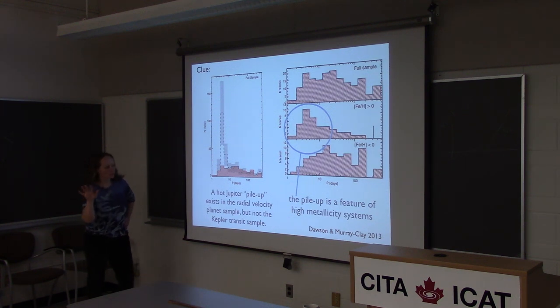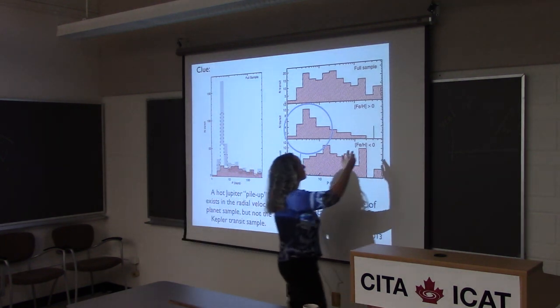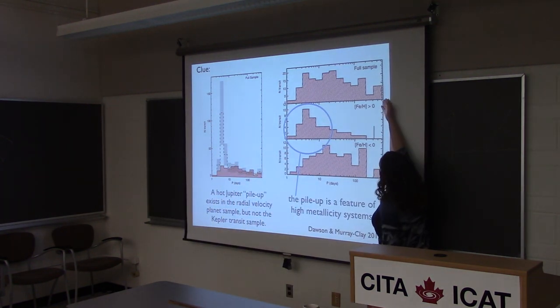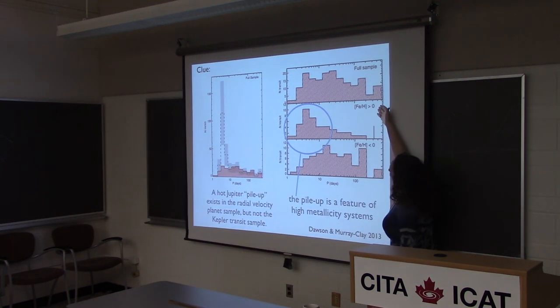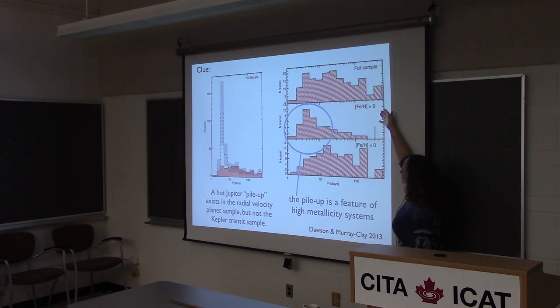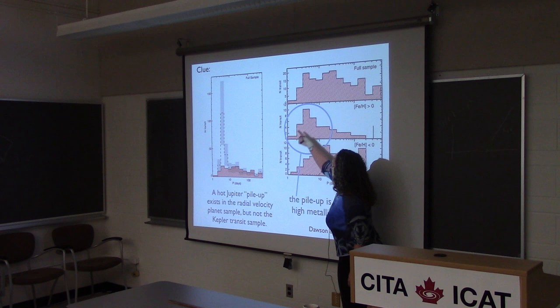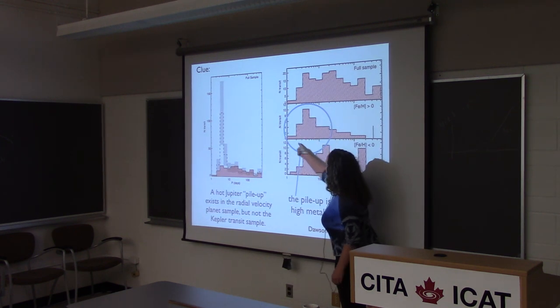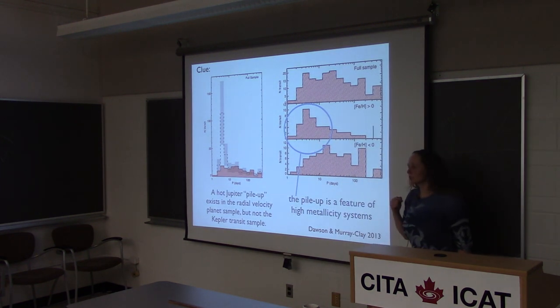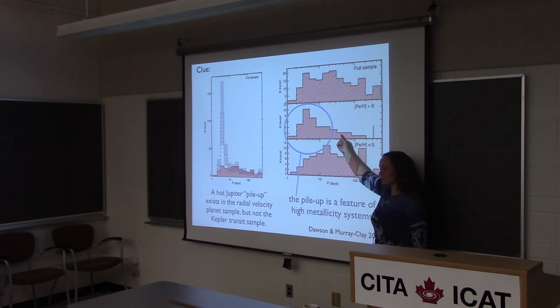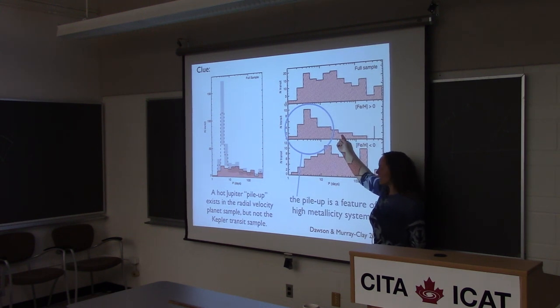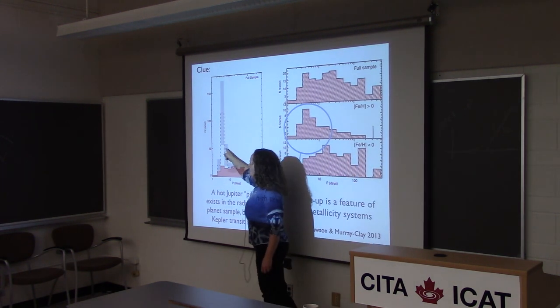Okay. Well, the point here is actually not the overall distribution. The point here is that if you take out the high metallicity component and the low metallicity component, then in the high metallicity component, this is for the stars, you see much stronger evidence for this pileup. This is the Kepler data set. And these radial velocity stars, they're all high metallicity, almost all.